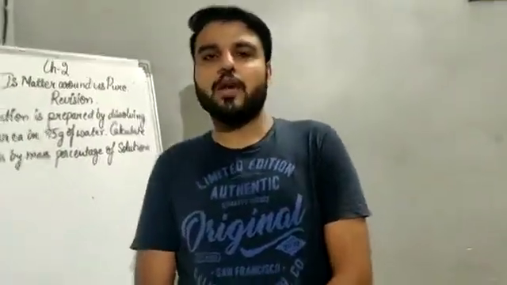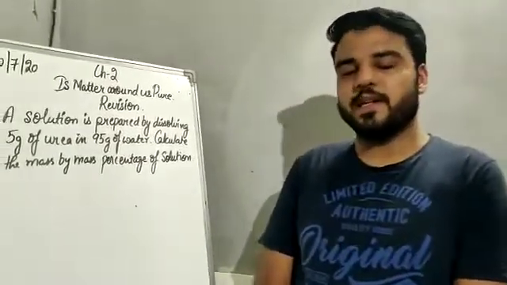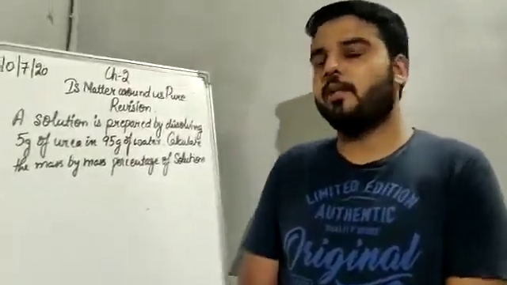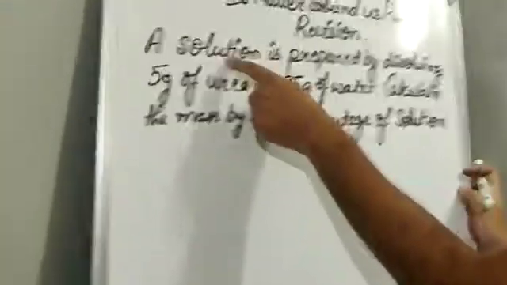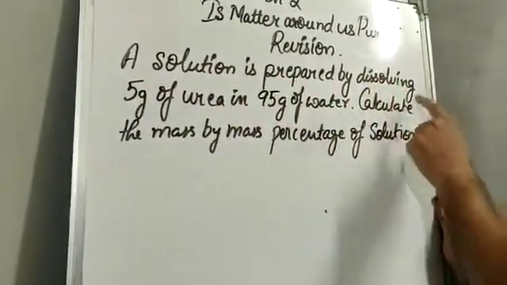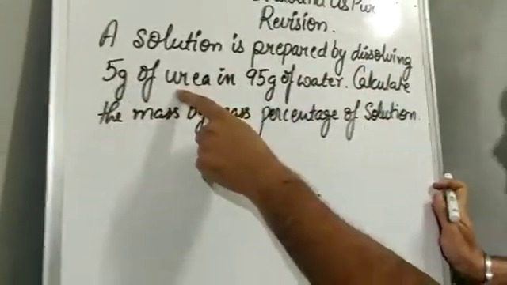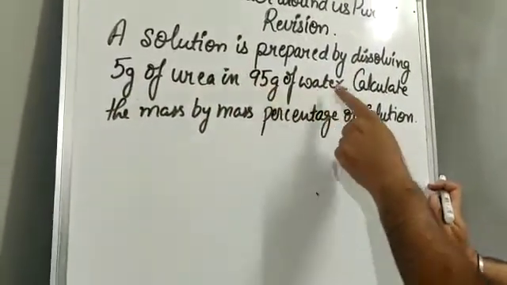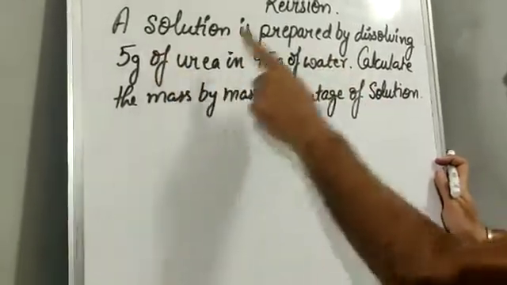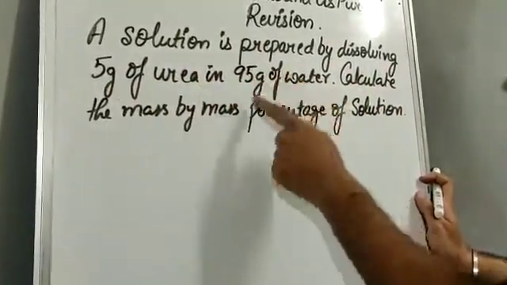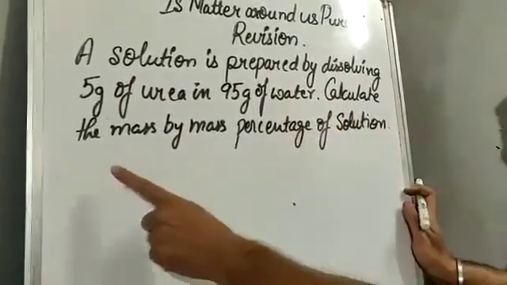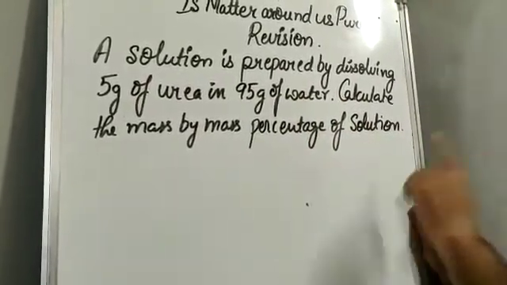Okay students, so now understand mass by mass percentage of solution with the help of a numerical. So let us solve this numerical. The question is, a solution is prepared by dissolving 5 gram of urea in 95 gram of water. Calculate the mass by mass percentage of the solution.